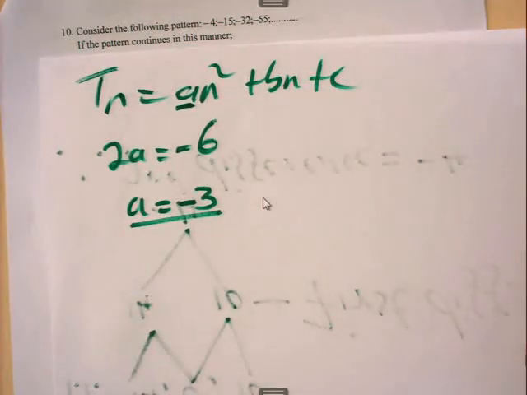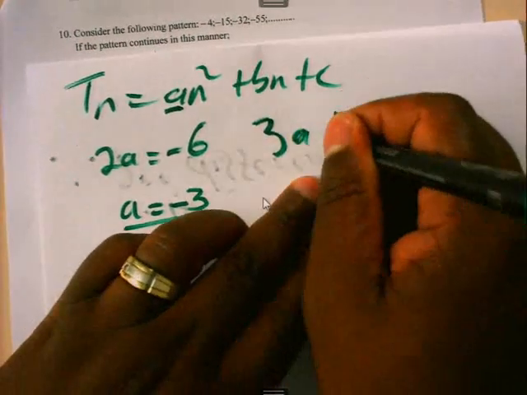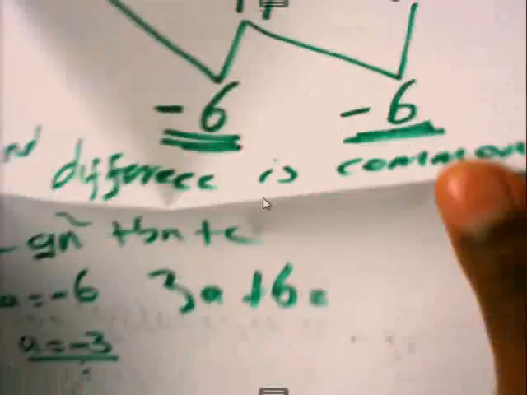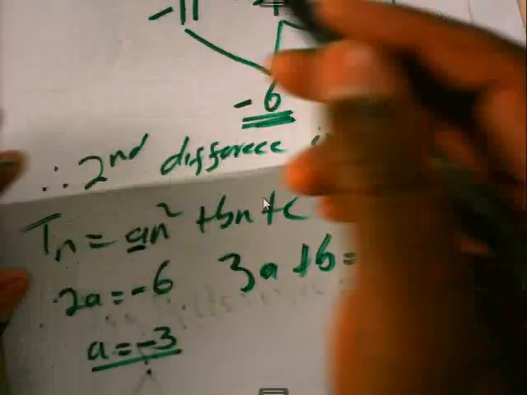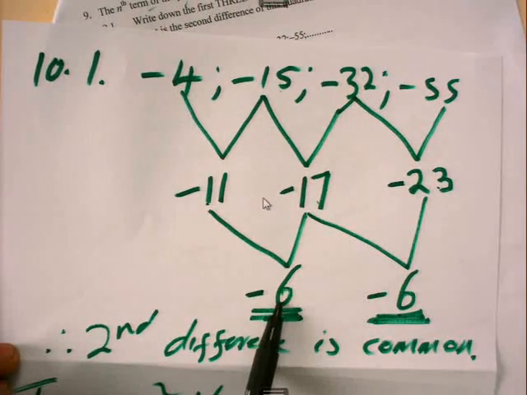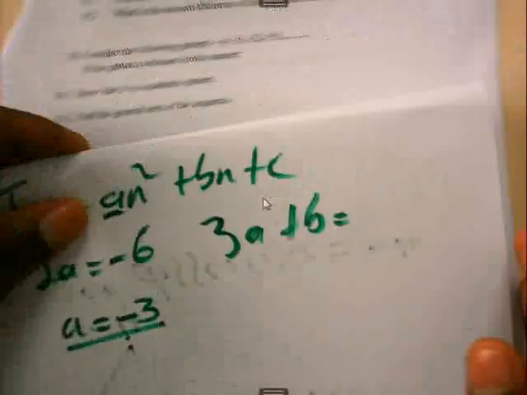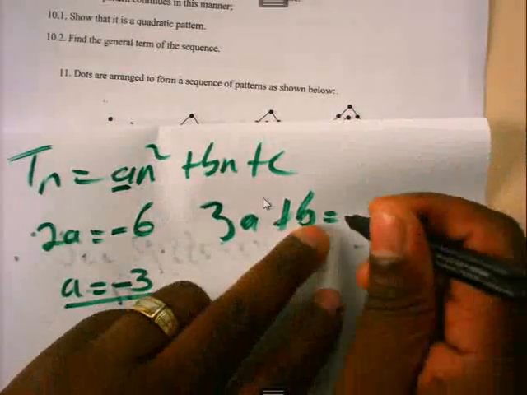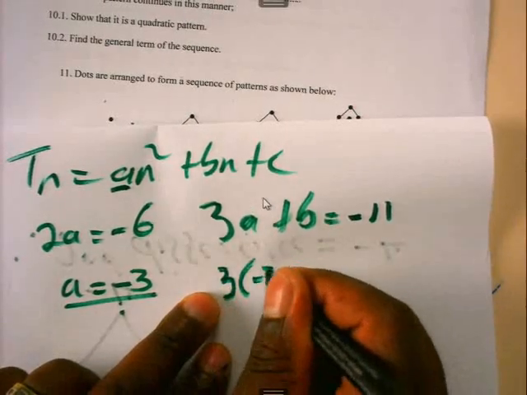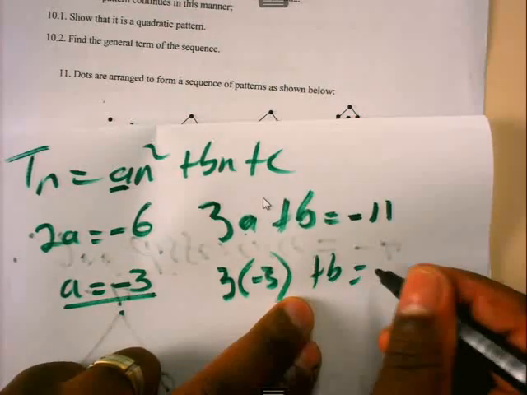To determine the value of B, we said 3A plus B is equal to the first term of the first difference. Let's check the first term of the first difference here. The first term is -11. So 3A plus B is equal to -11. We already know the value of A is -3. Substitute A by -3, so that gives 3 times -3 plus B is equal to -11.